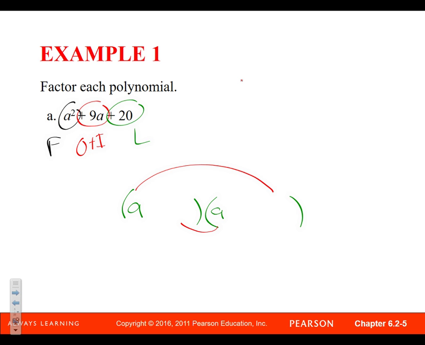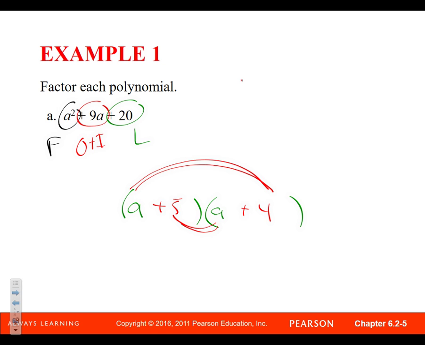So let's try 5 and 4. A positive 5 and a positive 4. So 5 times 4 is 20. This is 4a. This is 5a. Does 4a plus 5a give me 9a? Then we're good. There it is. It's factored. We're done. Okay?